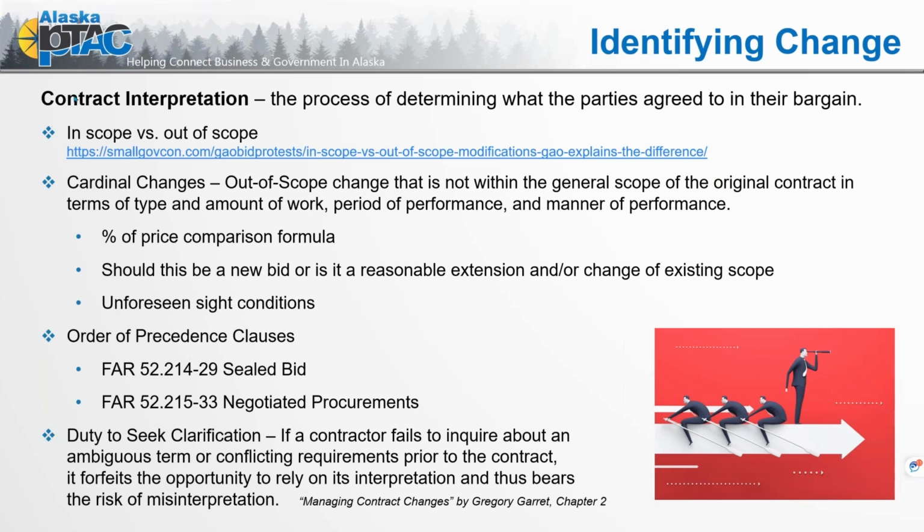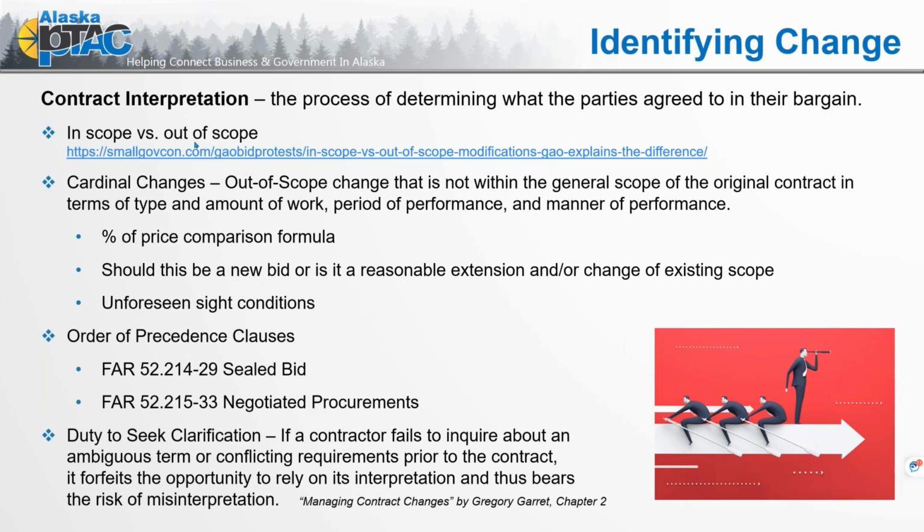Sorry about that delay. All right, contract interpretation. This is the process of determining what the parties agreed to in their bargain, and I pulled this right off a legal website. So, in scope versus out of scope. I've linked an article from SmallGovCon that has a great description, and they incorporated a GAO explanation of the difference of in scope versus out of scope.